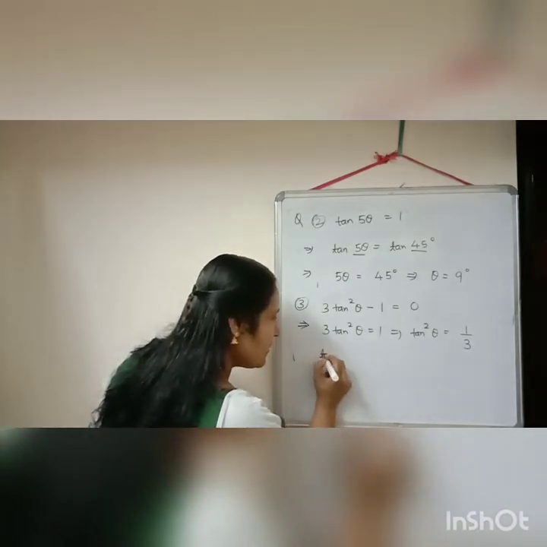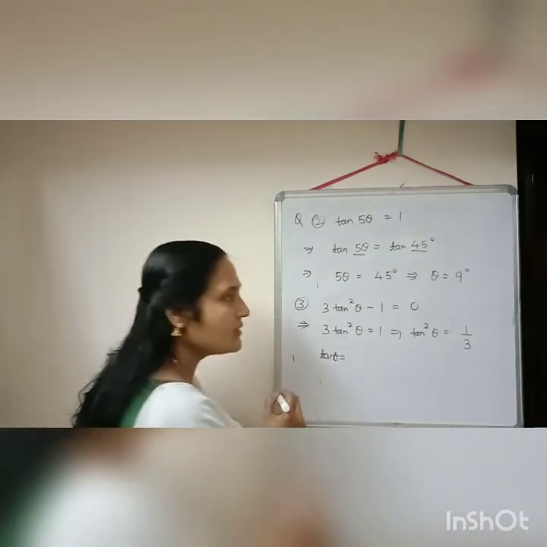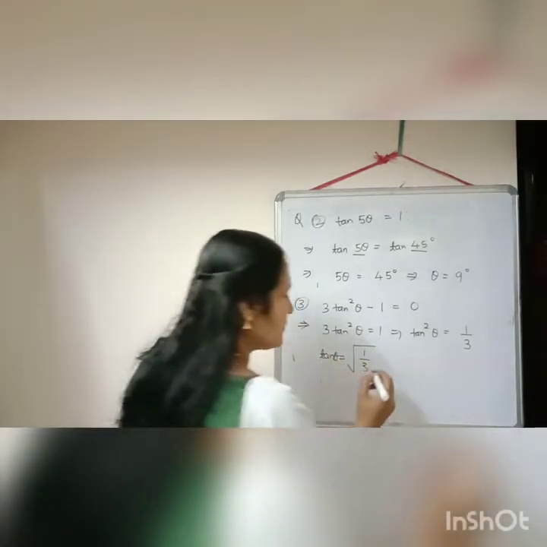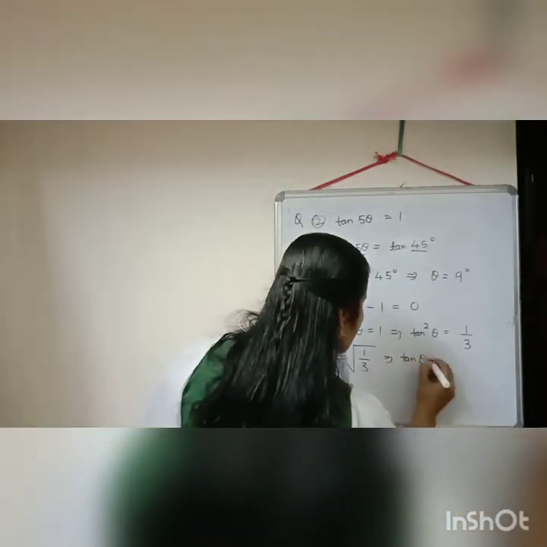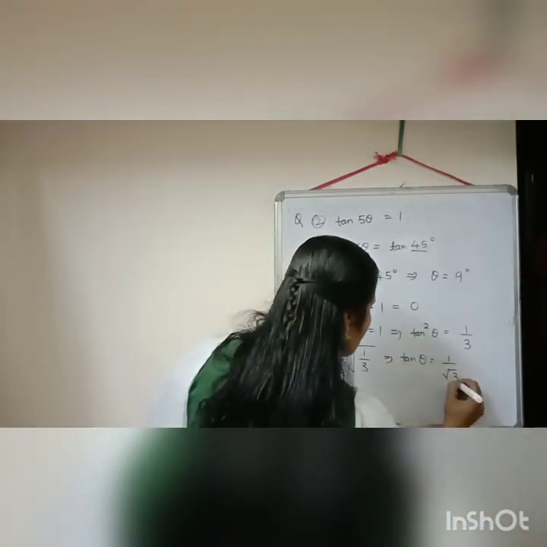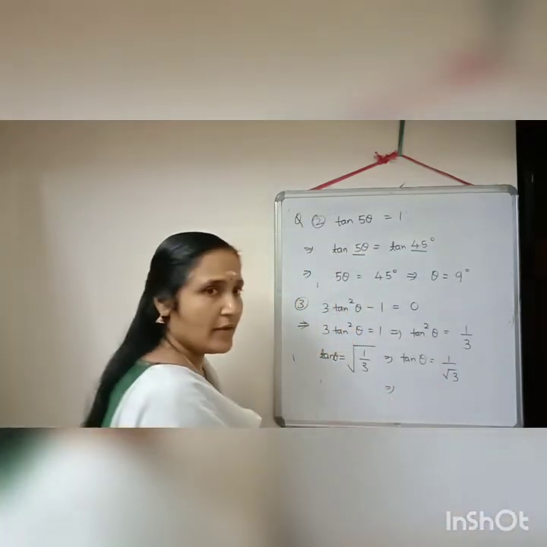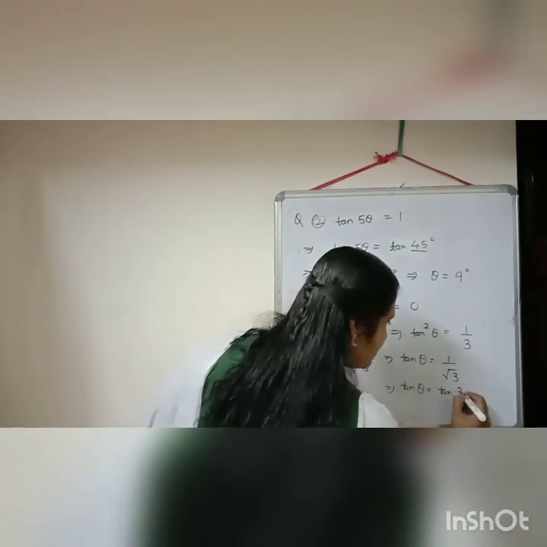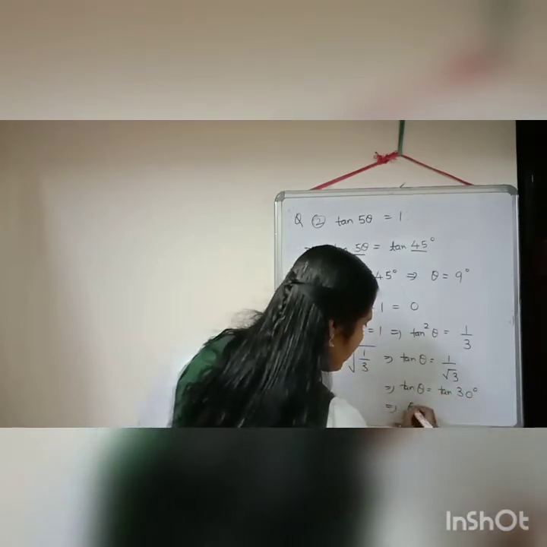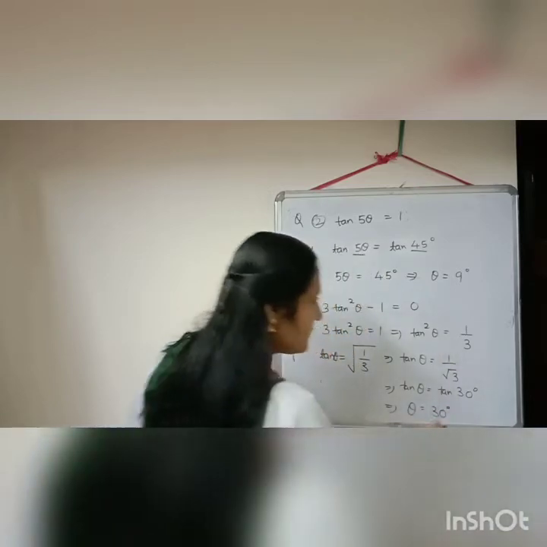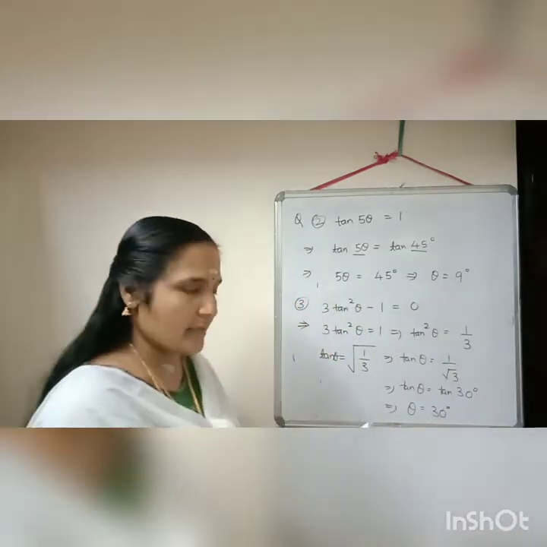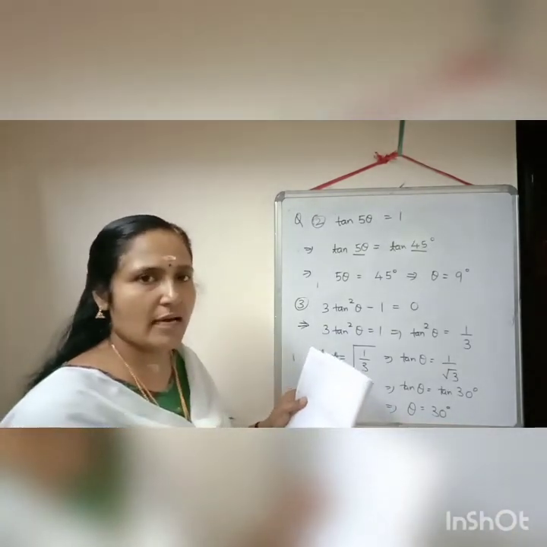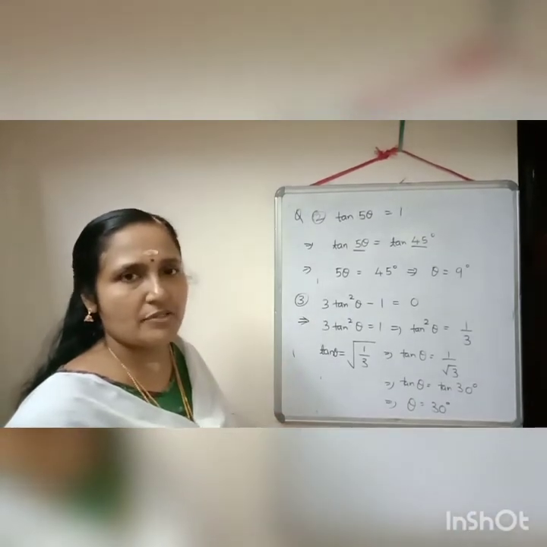Tan square theta, as I already said, is tan theta the whole square. So when we shift the square to the opposite side, it will become square root. So from here we will get tan theta is equal to 1 by root 3. When does tan theta give 1 by root 3? Yes, 30 degrees. So we will write tan 30 degrees, and from here we will get theta is equal to 30 degrees. So in this way we can solve trigonometric equations. I think these questions are clear to you. Now we'll move to the next question.